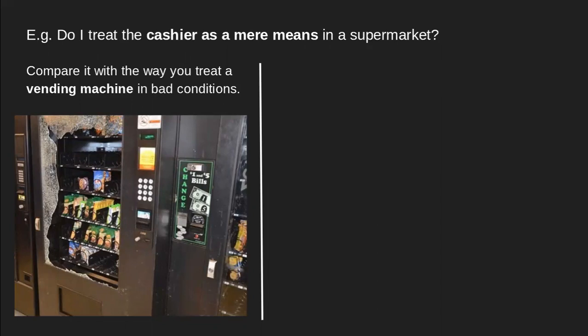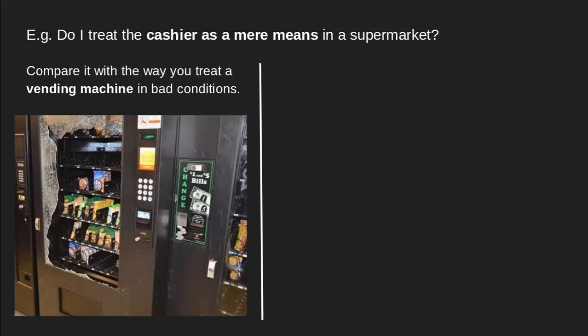But when you are not stealing from this vending machine, are you disrespecting the vending machine, or are you disrespecting the person who is running this business, either the business of having the vending machine or the business of producing those goods? Which one are you disrespecting? You are probably disrespecting the person, not the machine itself.